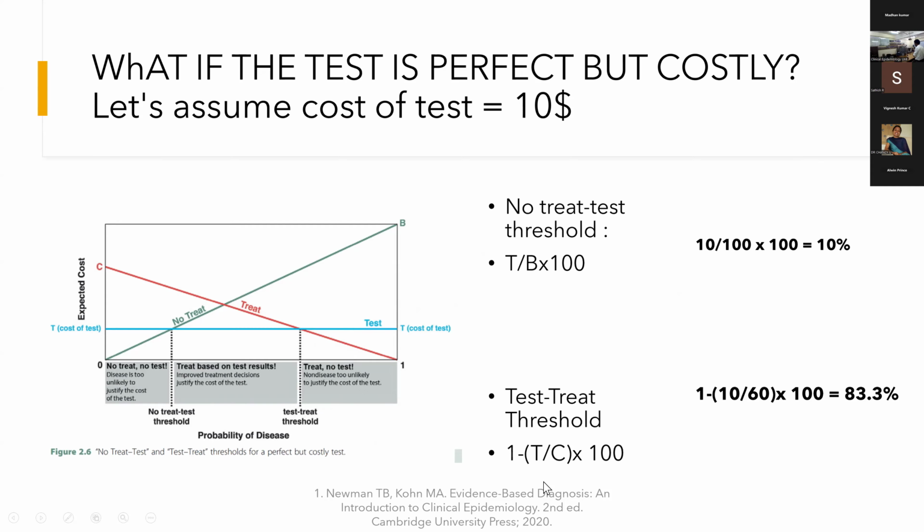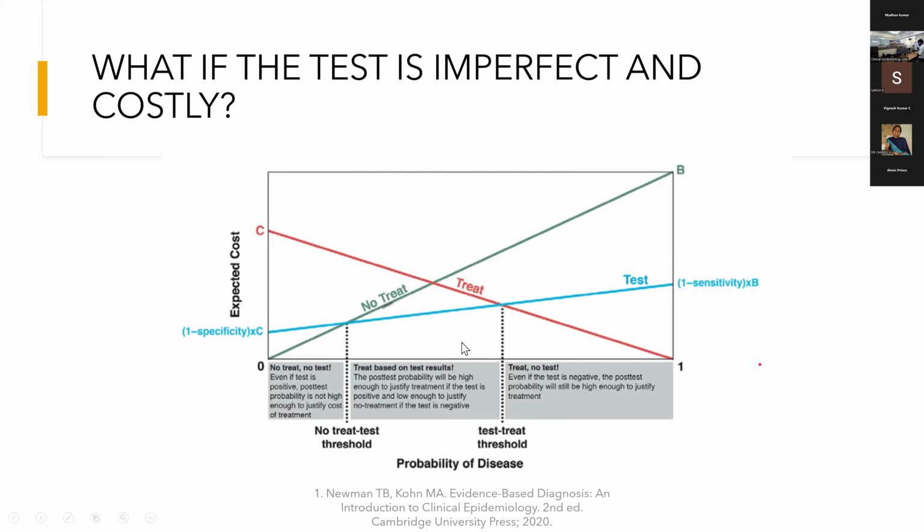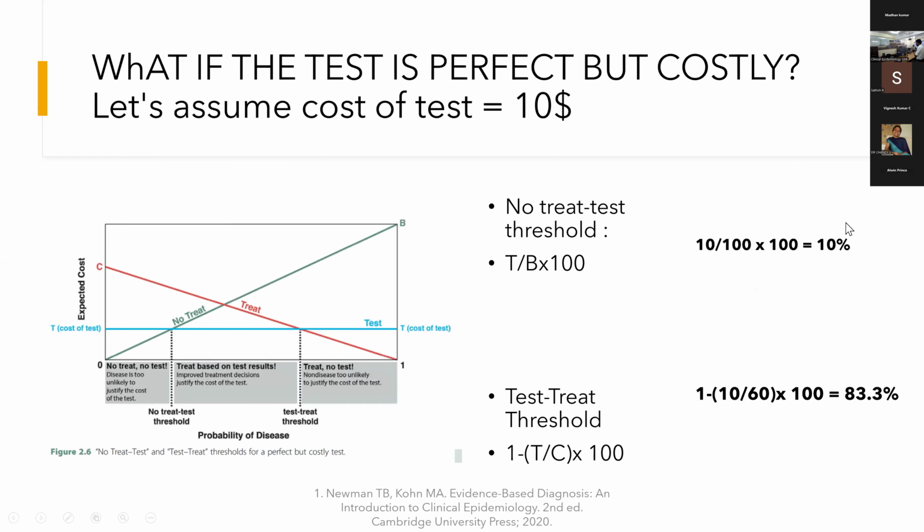And what is the test treat threshold for a test which has 100% sensitivity and specificity? That we can calculate by the formula 1 minus T by C into 100. Here again, T is the cost of the test. C is the cost associated with treating someone who does not have the disease. And when we calculate it for our scenario, 1 minus the cost of the test being $10 and the cost associated with giving oseltamivir for a patient who does not have the disease being $60, we get a value of 83.3%. So for a 100% sensitive, 100% specific test, when will we exactly do the test? That will be when the pretest probability of the patient having the disease is between 10% to 83.3% for it to be practically useful.